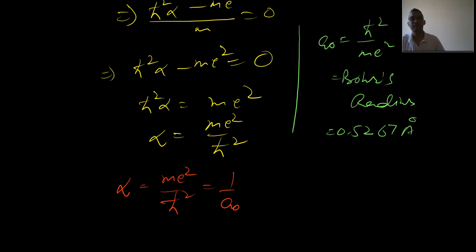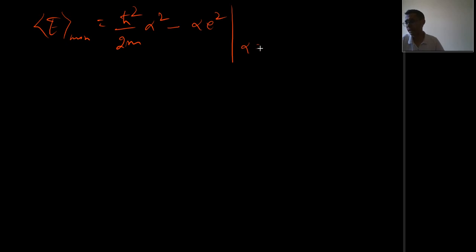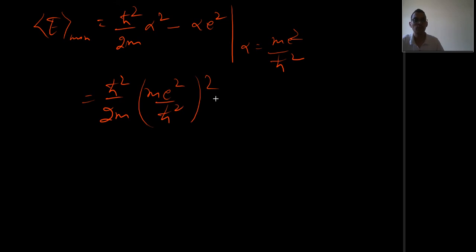E minimum, corresponding to this value of alpha, can be written as ħ²α²/2m minus αe² at alpha equal to me²/ħ². It can be written like this. So it is ħ²/2m times (me²/ħ²) whole square minus me²/ħ² into e².